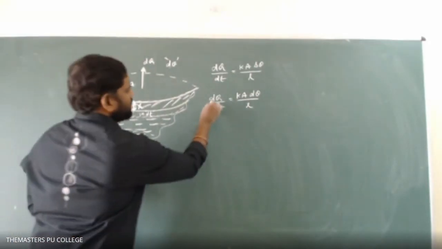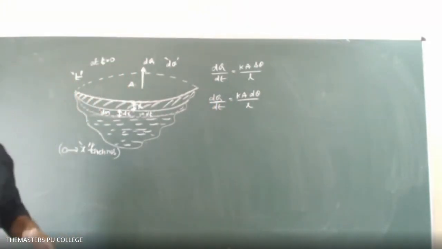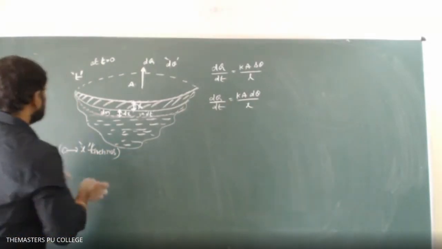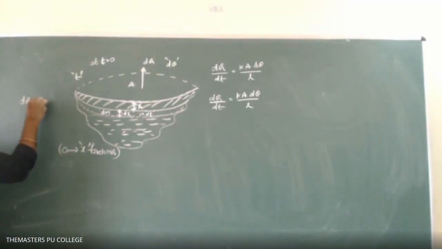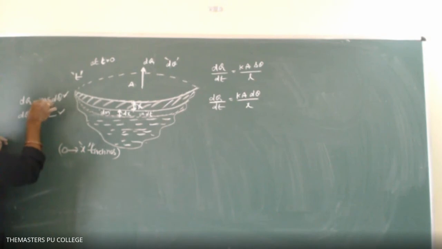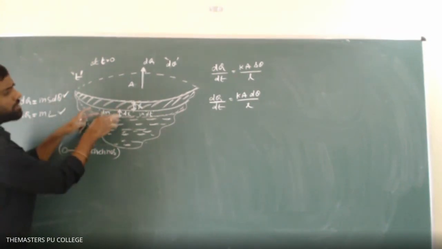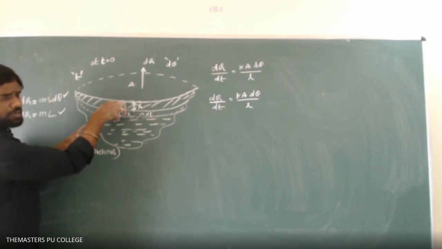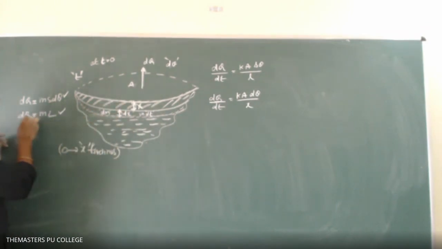Listen carefully. Then what is dQ? How can I write dQ? We have already studied in calorimetry: dQ equals ms d theta, and dQ equals m into L. We use ms d theta when the temperature of the mass is changing, for the heat evolved or absorbed. When the phase of matter changes, the heat evolved or absorbed is given by mL. Here, water freezes into ice, meaning liquid phase converts into solid phase. That's why I need to use this formula.